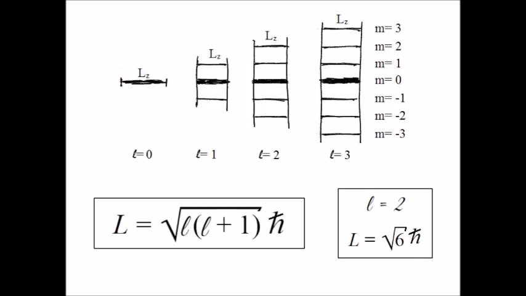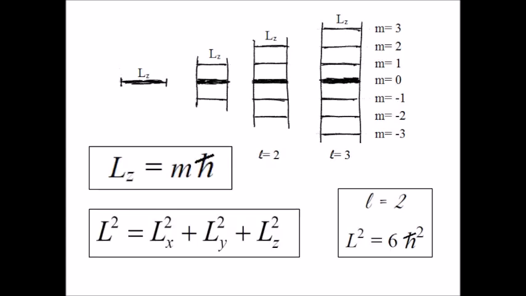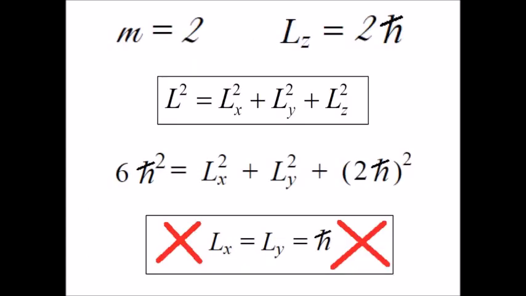For example, let's say you are in the p orbital. Small l equals 2. Then big L is root 6 bar. Quick! Square it. Total angular momentum squared, big L squared, 6 bar squared. M has limits. The leg of a right triangle cannot be greater than the hypotenuse. Oh, wait a minute. I got an idea here. Let's say that m equals 2. That would mean big Lz equals 2 bar. Now let's look at our equation for big L squared.